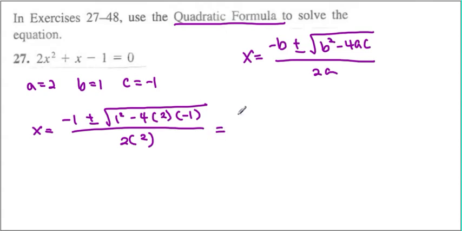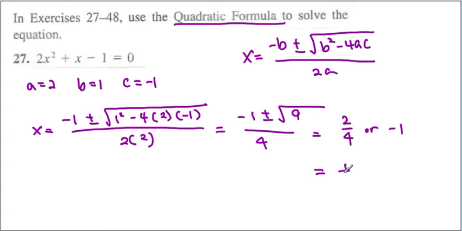Now, once we simplify that, we get negative 1 plus or minus the square root of 1, while this becomes addition, so it becomes 8. In total it becomes 9 over 4. Therefore, one of our answers is negative 1 plus 3, so it becomes 2 over 4. Our second answer is negative 1 minus 3, so we end up getting negative 4 divided by 4, which becomes negative 1. So our answer must be 1/2 or negative 1.